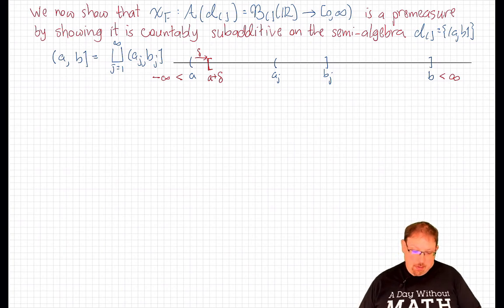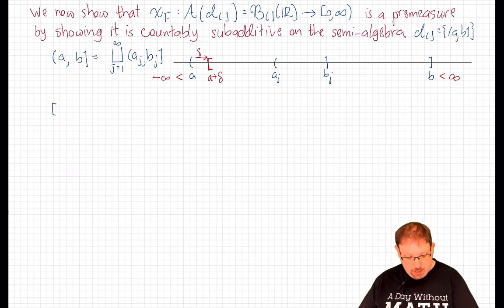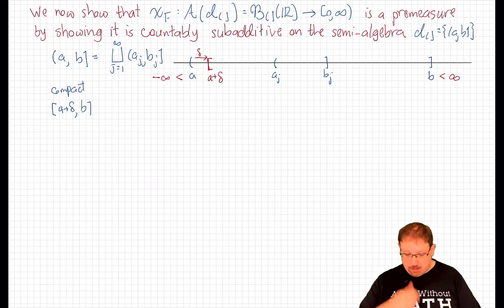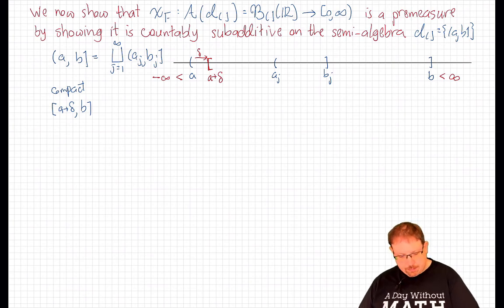The benefit of shrinking the interval a little bit like this is that now, when we deal with the large interval from A plus delta up to B closed, this is a compact interval. So we can use compactness to reduce countable covers to finite covers. Note that this is, of course, contained in the bigger half-open interval, which, as we have noted above, is the disjoint union of these smaller half-open intervals.